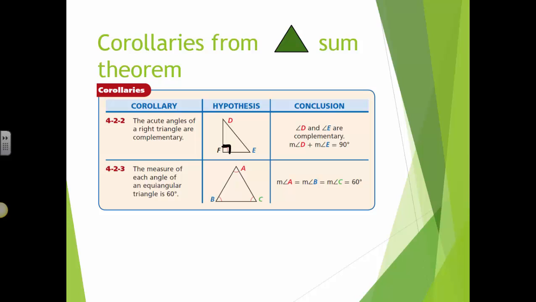Likewise, the next corollary that's an extension of the triangle sum theorem says the measure of each angle of an equiangular triangle is 60 degrees. Well, if they all add up to 180 and they're all equal, that means 3 of them have to add up to 180. And then if you divide both sides by 3, each of them has to be 60 degrees. So in an equiangular triangle, it is okay to say that the angles are 60 degrees by this corollary from the triangle sum theorem.